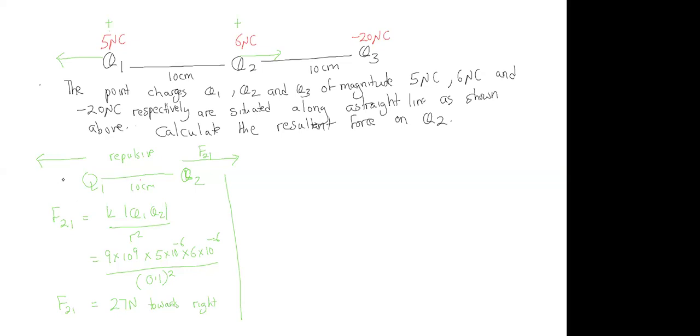Now, after that, I go to the next one. I'm going to go between Q2 and Q3. So I have now Q2 and Q3. Still the distance is 10 centimeters. Now, this is positive and this is negative. When I have two different charges, which kind of force exists? A positive and a negative. Which force exists? Attraction. So this is an attraction. So you need to show how an attraction force looks like. So that means Q2 is going to pull Q3, and Q3 is also going to pull Q2. Is that fine?